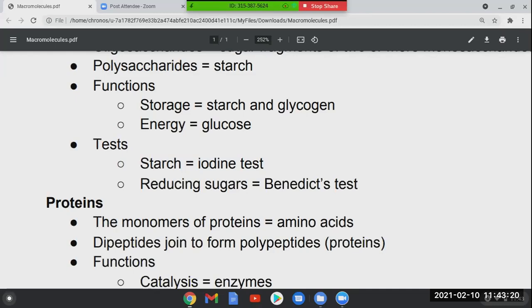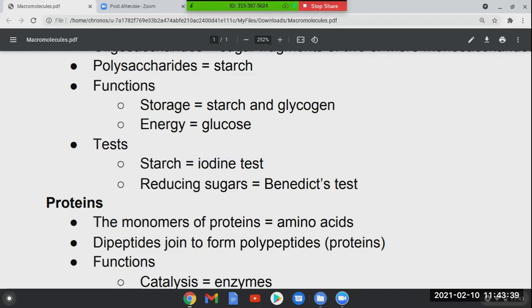Usually, the darker the result, the more carbohydrate content. Because iodine is yellow, so if the color is changed into darker colors, let's say like dark black or purplish color, that means that molecule has starch.